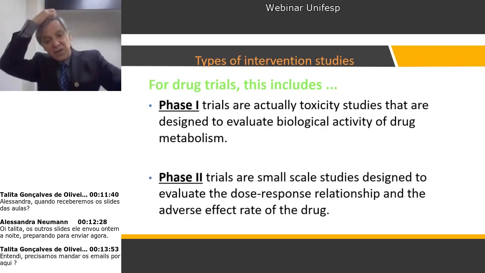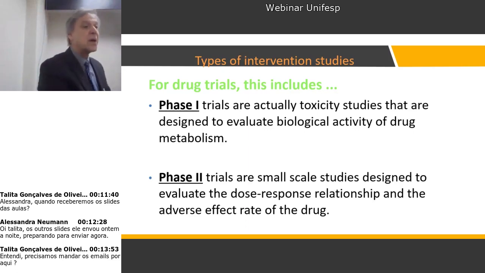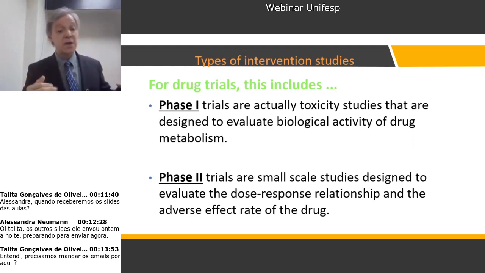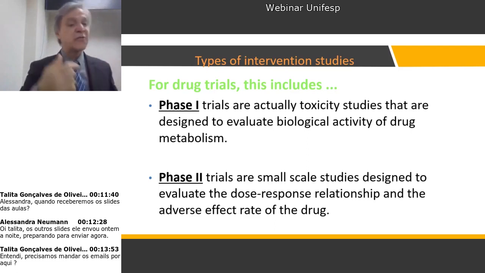Phase 2 trials are small-scale studies designed to evaluate the dose-response relationship and the adverse effect rate of the drug. Not the toxicity, but the adverse effects, a combination of what the toxicity could be, but sometimes unexpected things. You prove in phase 1 that the drug is not toxic. Theoretically, it's not toxic. But in practice, once you deliver it, things may happen. Interactions that you didn't see. There was not enough time in the toxicity study for things to take effect.